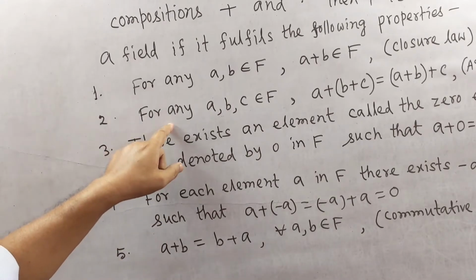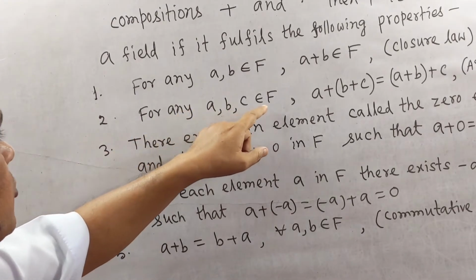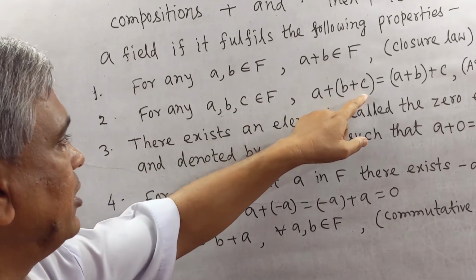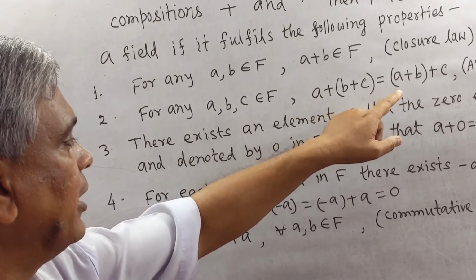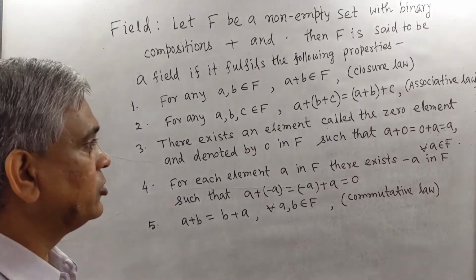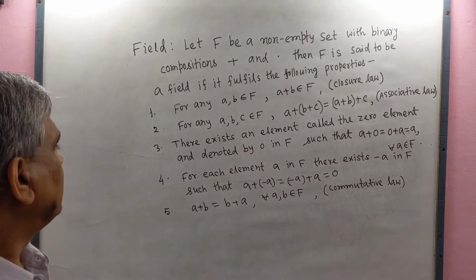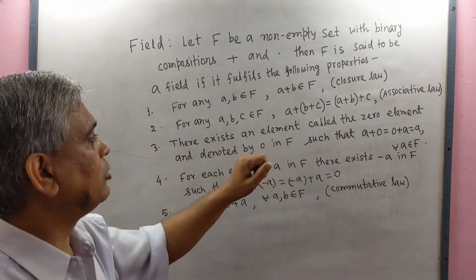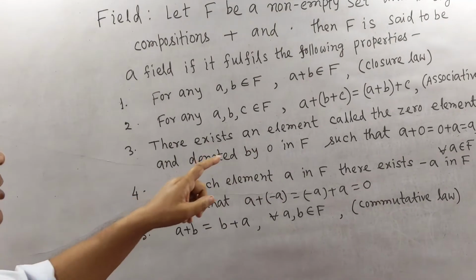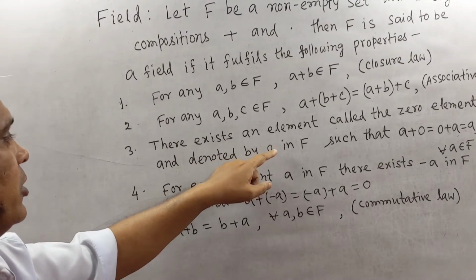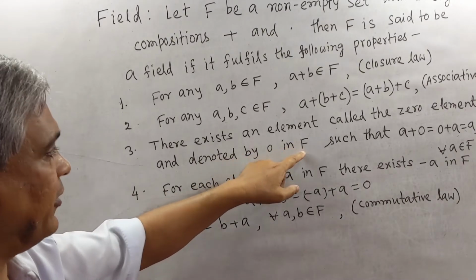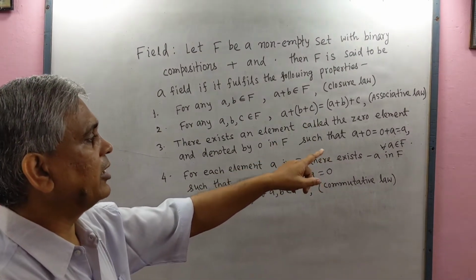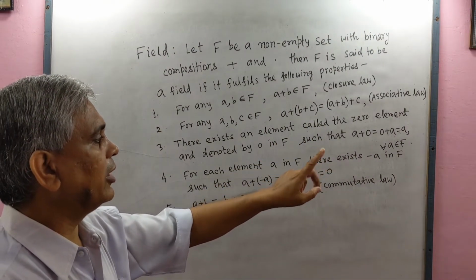Number 2, for any A, B, C belongs to F, A plus (B plus C) equal to (A plus B) plus C. This is the associative law for addition. Number 3, there exists an element called zero element and denoted by 0 in F, 0 belongs to F, such that A plus 0 equal to 0 plus A equal to A for all A belongs to F.